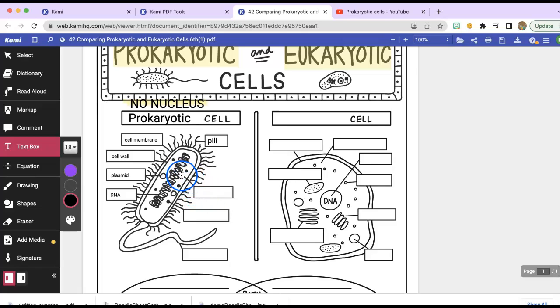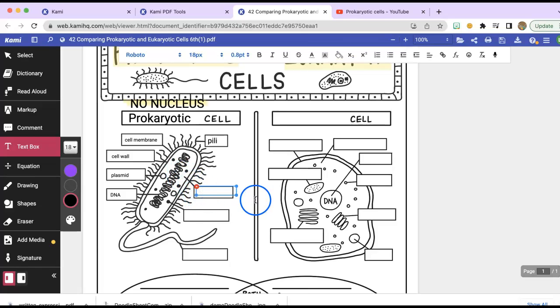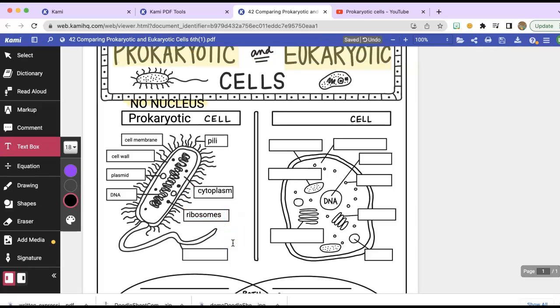Next is this empty space right here. That's that jelly-like material that we talked about yesterday called cytoplasm. Go ahead and write that in. Make sure you spell it right, unlike me. Next we have these dots. And if you remember yesterday, we called the dots ribosomes. Okay? So that word should be familiar to you, ribosomes.